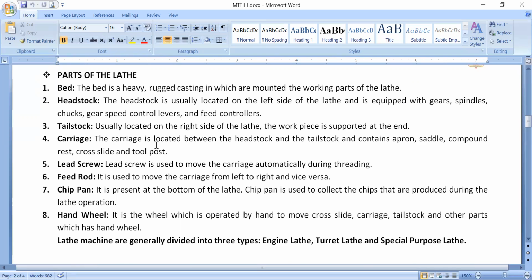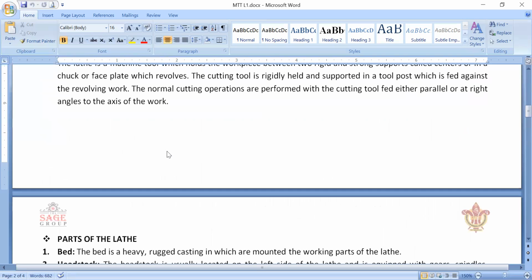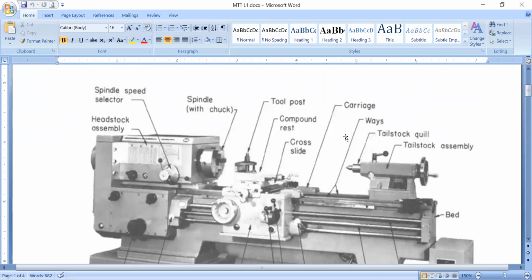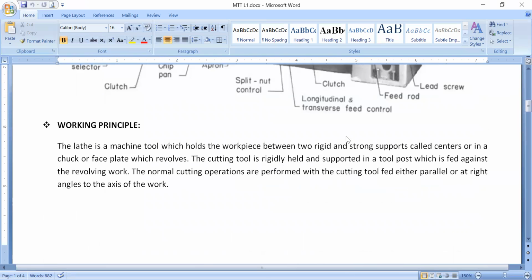Now the carriage is located between the headstock and the tailstock and contains the apron, saddle, compound rest, cross slide, and tool post. As you can see, this total assembly is called the carriage. On the carriage there is an apron, a tool post, a compound rest, a cross slide, and all the things.